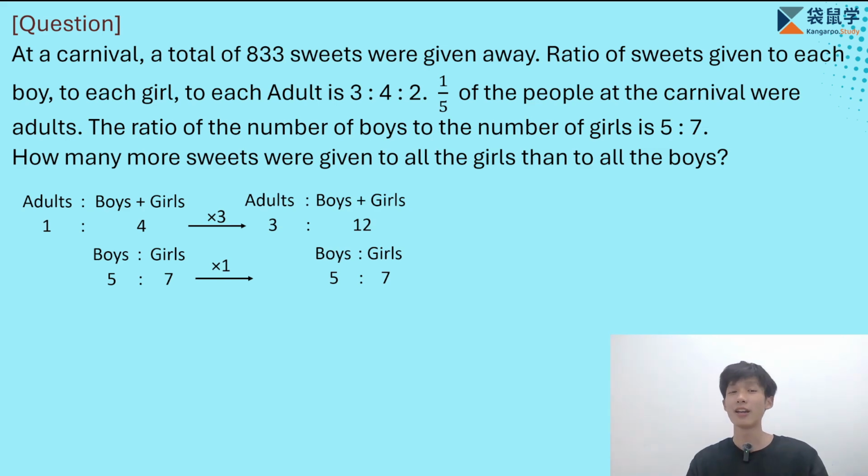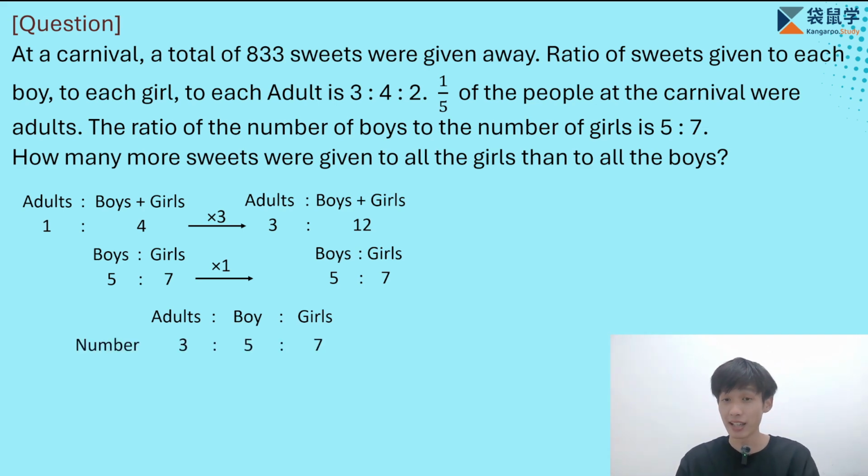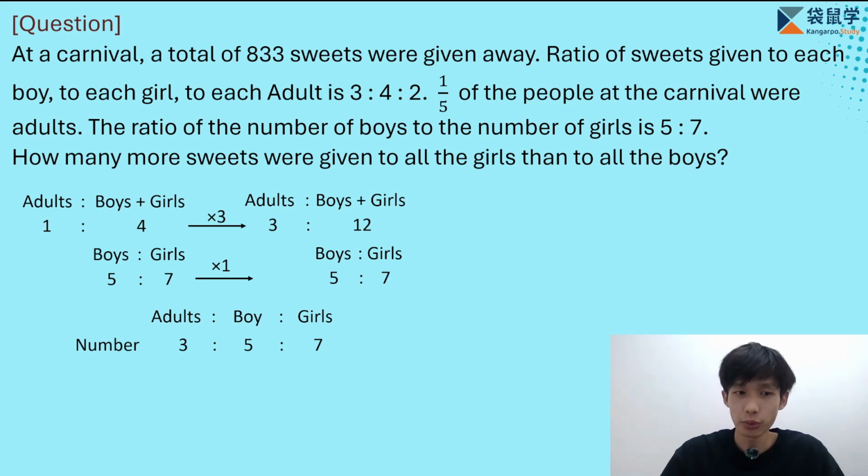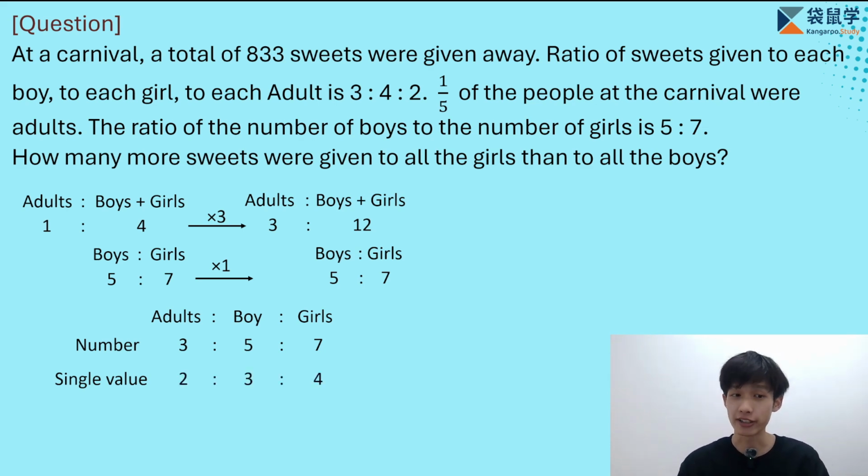Now we can compare all three of them. So adults to boys to girls now have the ratio of 3:5:7, and it's called the number ratio. It's the number of adults to boy to girl. How about single value ratio? What do we know about single value ratio? Yes, it's 3:4:2, but it's been in between boy to girl to adults. So let's do it. So adults can be seen as 2 units, boys 3 units, girls 4 units.